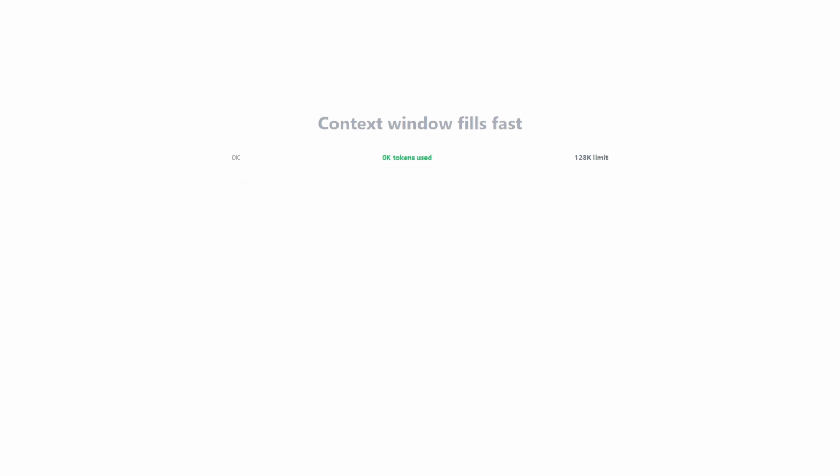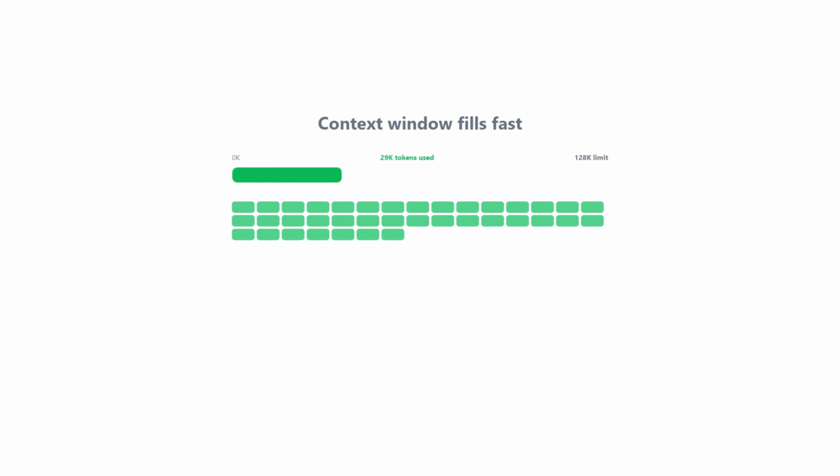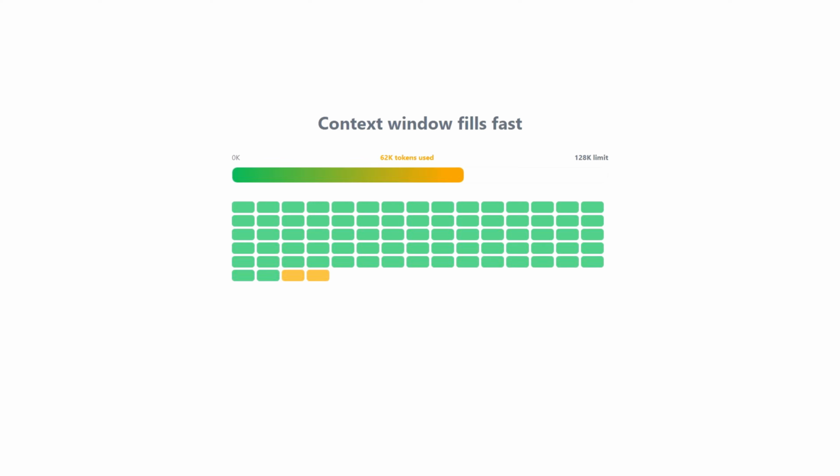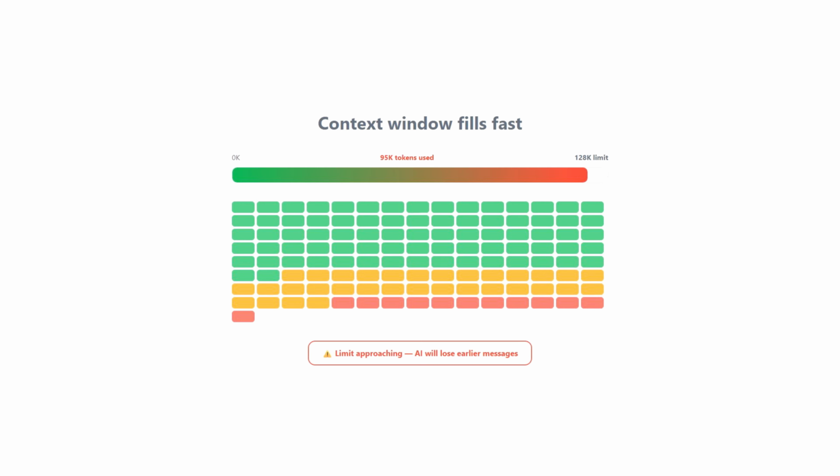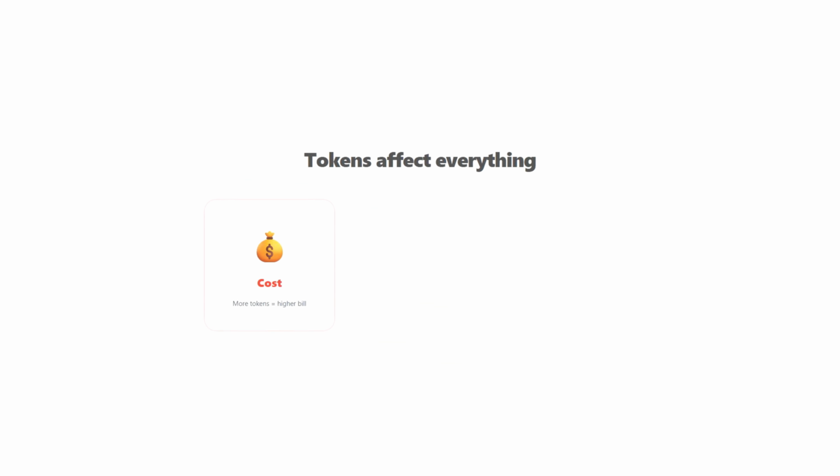The simple way to think about it is this. Tokens affect three things. Cost: more tokens, higher cost. Speed: more tokens, slower response. Limits: more tokens, less room in the context window. So if you want cheaper, faster, and more efficient AI apps, start by managing tokens well.